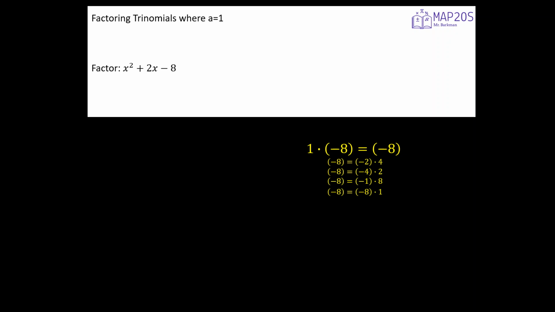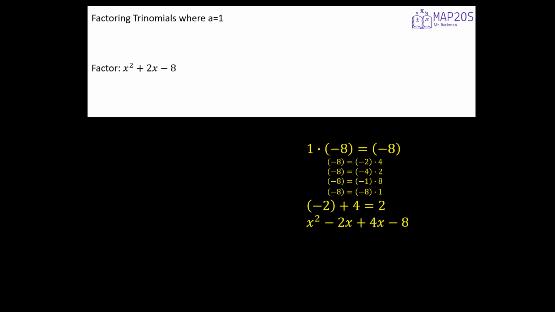Now we're going to notice that our B value is positive. So the big value will have to be positive, and the small value will have to be negative. Therefore, -4 and 2 or -8 and 1 would be out. We're not going to include those. -2 and +4, when we add them together, will give us +2. So there is our pair, and we can use that for this example here.